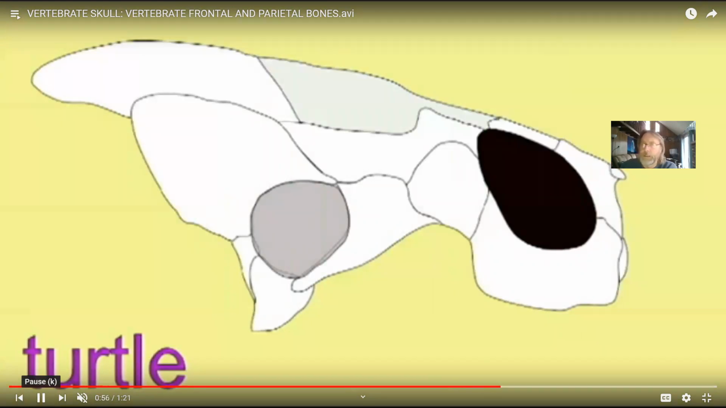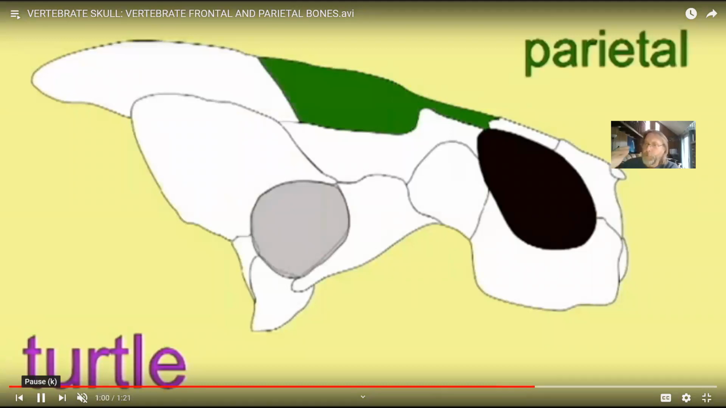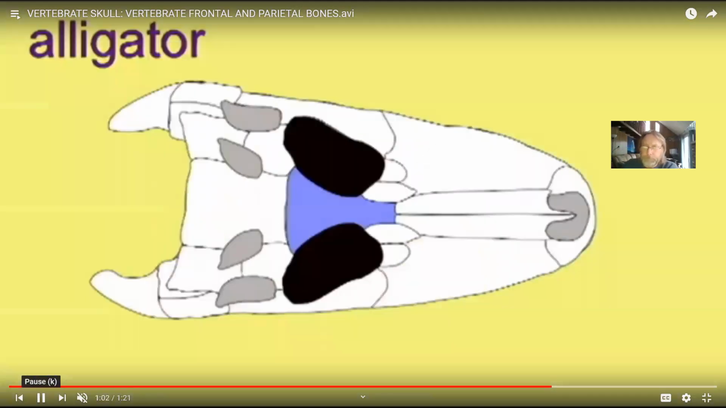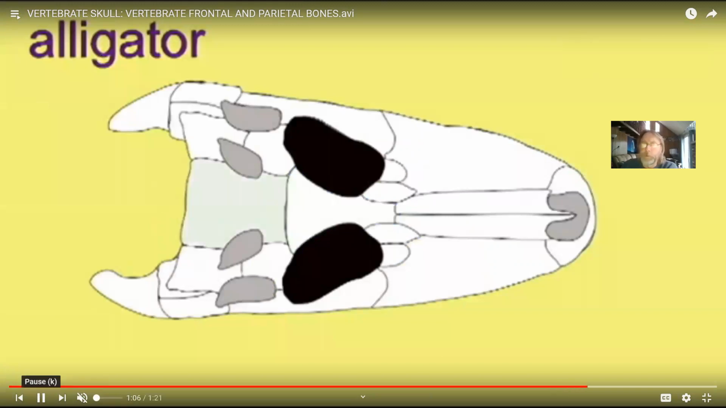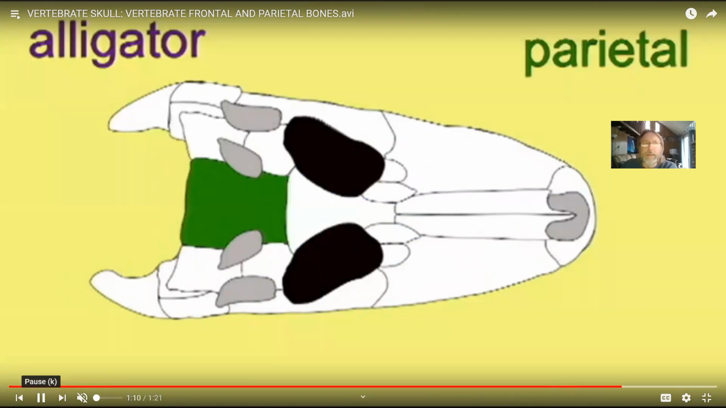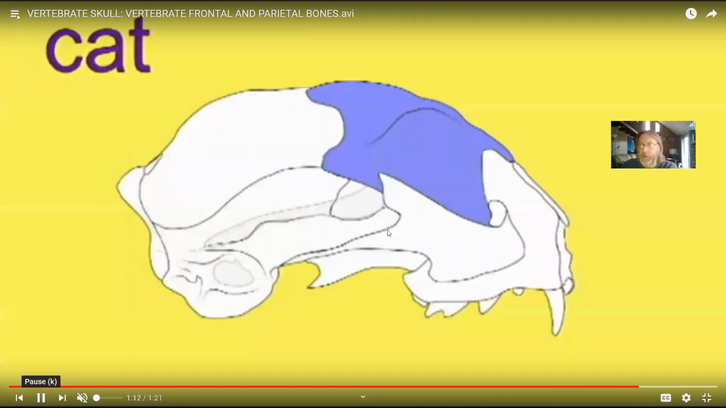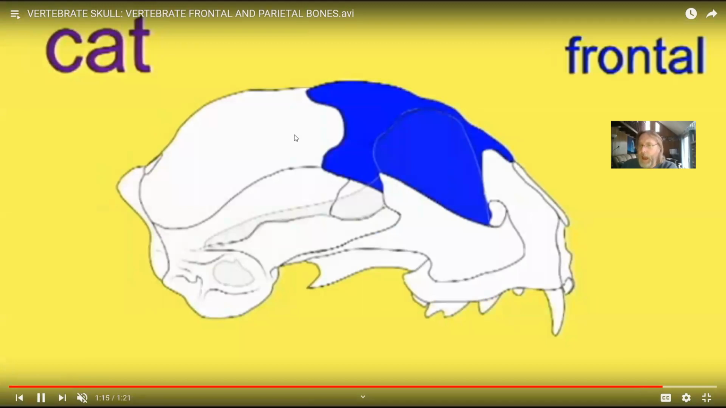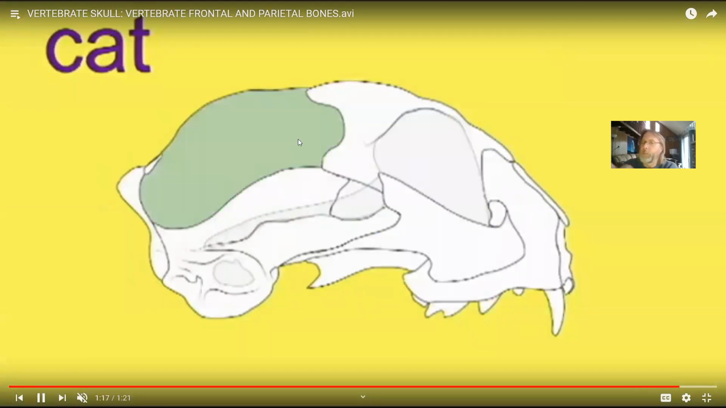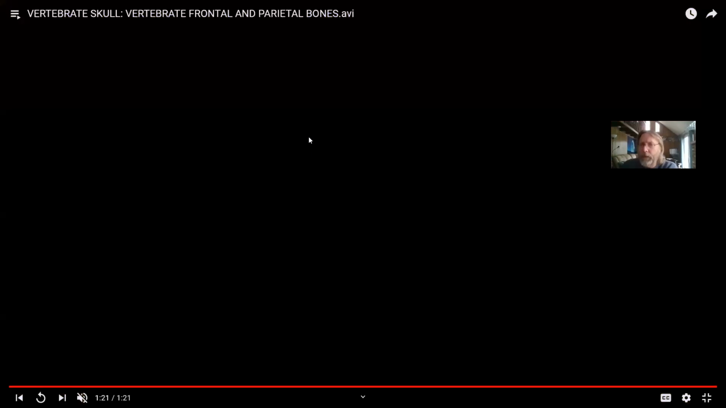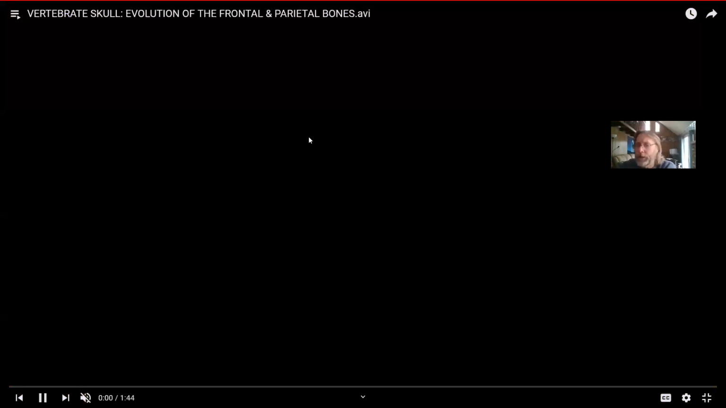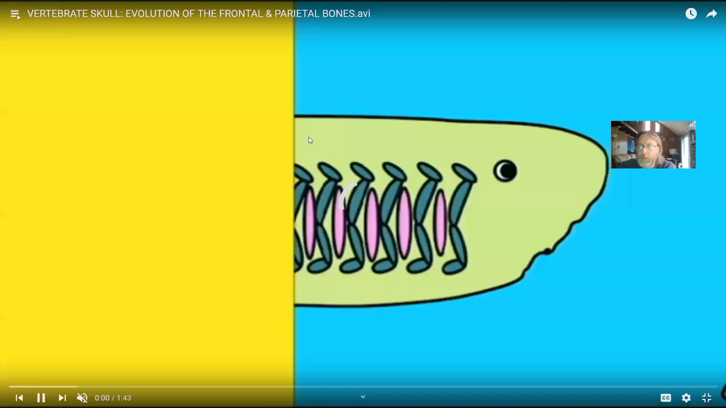So here's a turtle. It not only has frontal bones, but parietal bones. So these bones are then typical in the vertebrate cranium, the frontal and the parietal bones. So here you can see in a cat as well. So these bones which we find in humans are not unique to humans. But clearly there are differences when we compare those human bones to others.